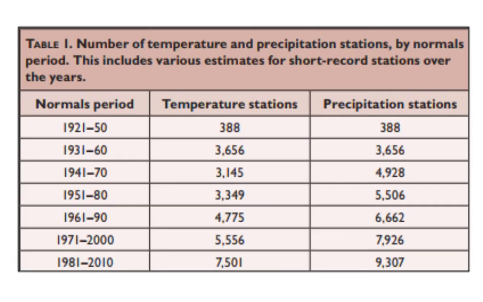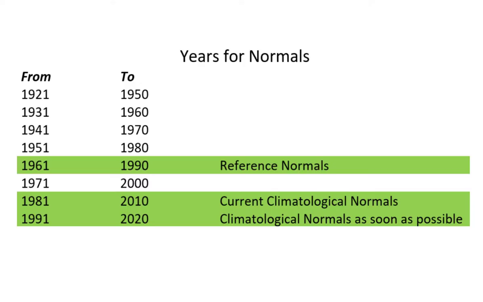Climate normals are calculated for 30-year periods ending in 0. Those from the US are shown, together with the information of the enviable number of stations for which they are available. The WMO distinguish between reference normals and climatological normals.